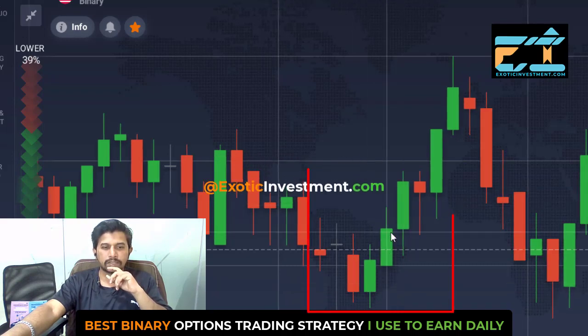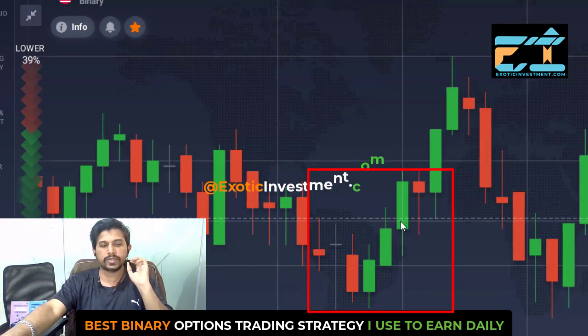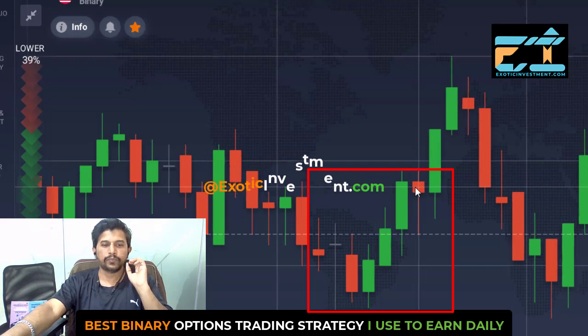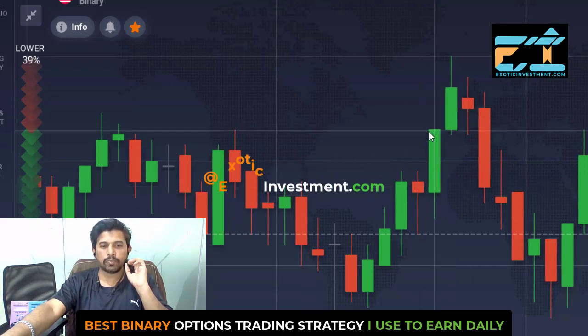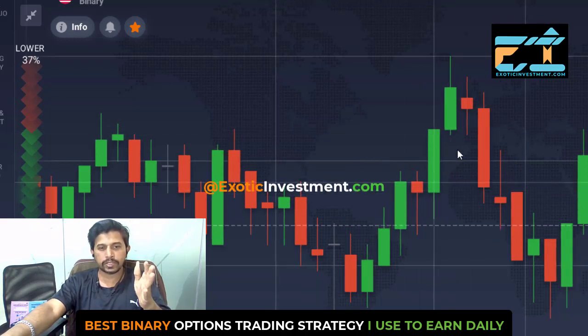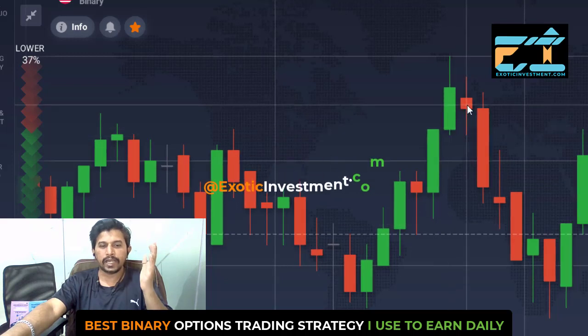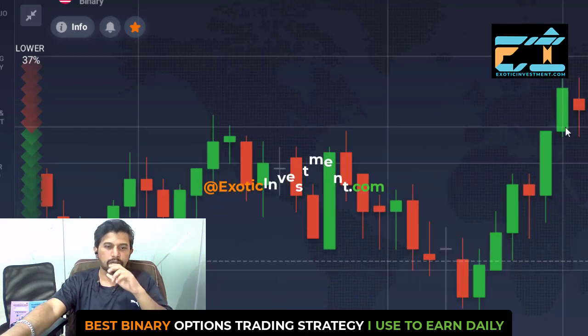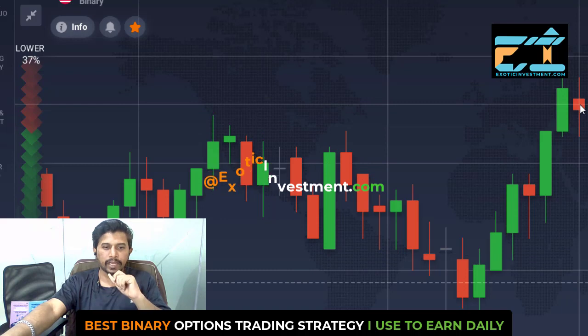Here there is a 3 green trend which has emerged. There is a break over here. We have lost the trade. We had to buy a put over here. We lost the trade here. We lost the trade here. We gained in this particular candle. So in the third candle, we have gained over here.